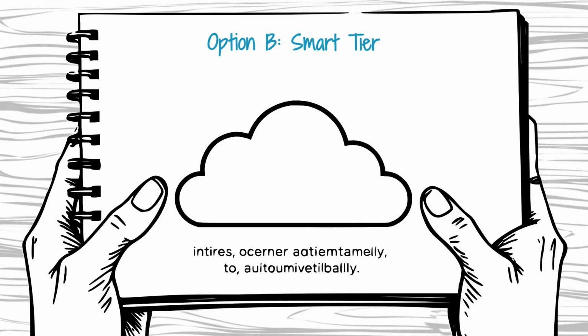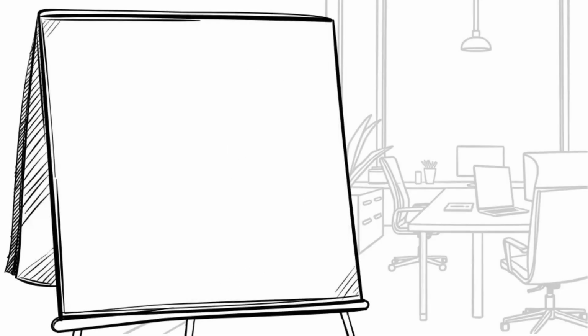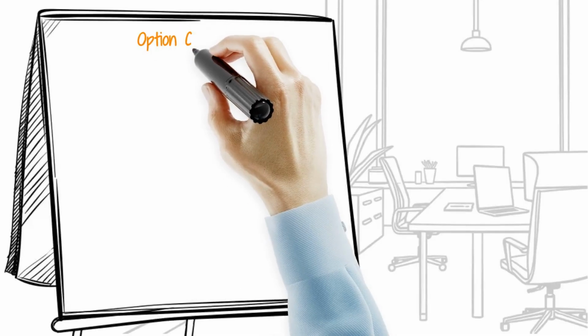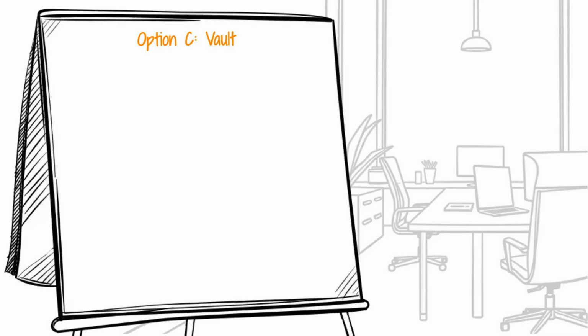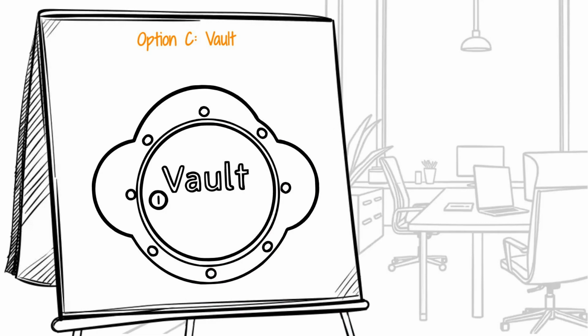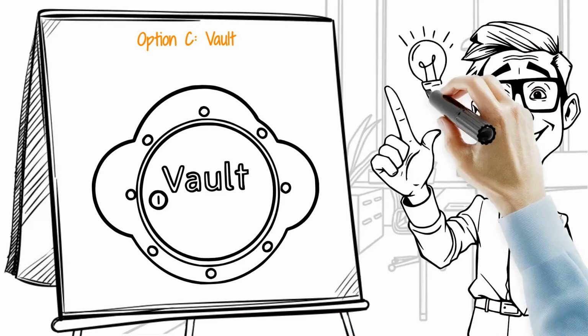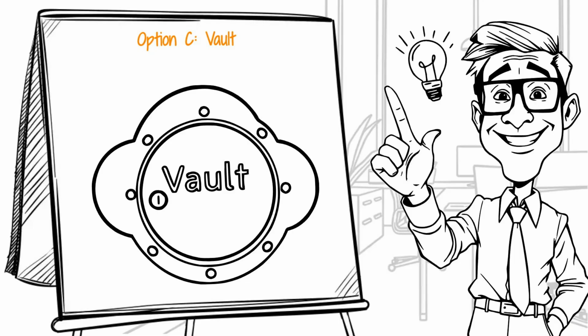This perfectly matches the unpredictable usage patterns requirement. C. Vault. This class is for cool workloads where data is accessed less than once a month. It has a lower storage cost than Standard, but incurs retrieval charges and has minimum object size and storage period requirements. This is not suitable for unpredictable patterns, as a sudden increase in access would lead to high retrieval costs.